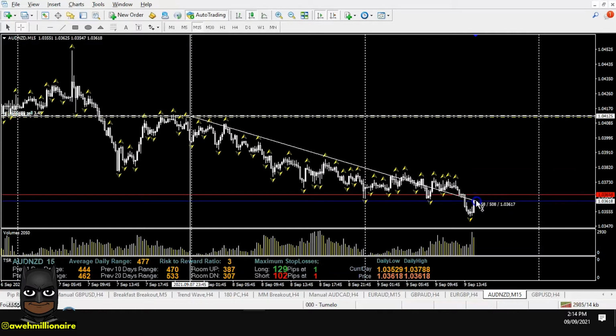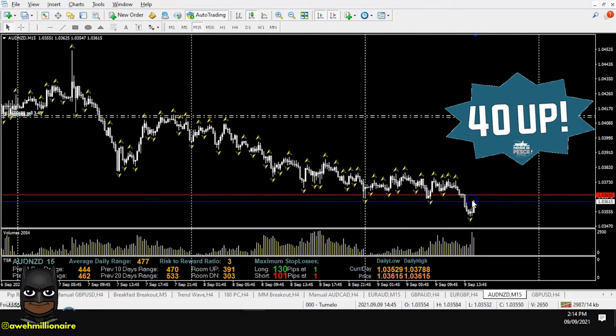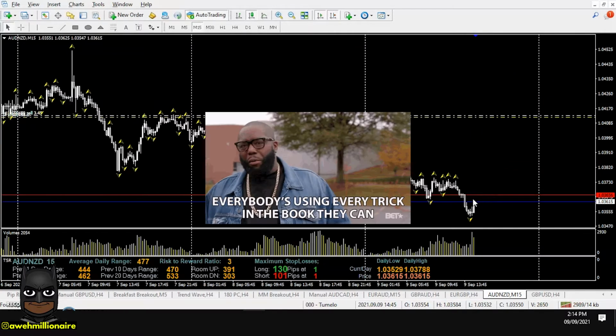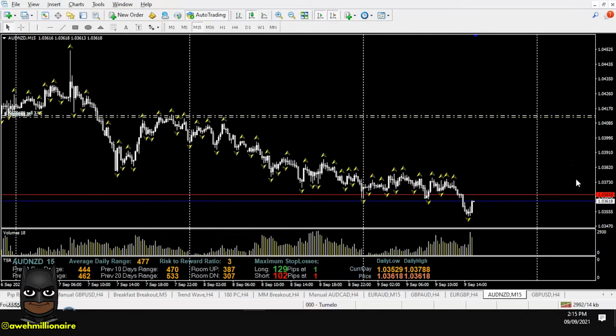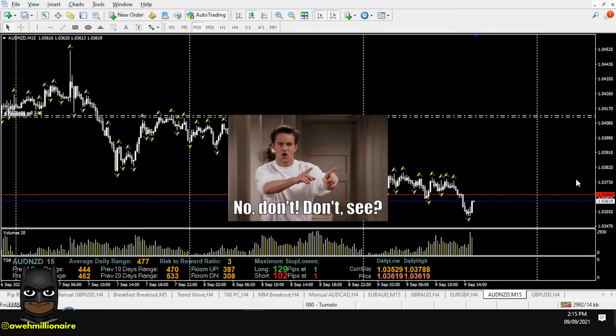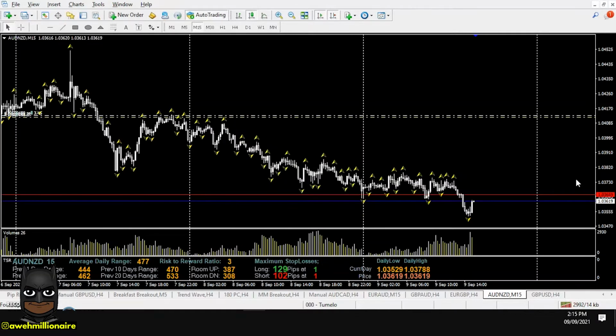The trade is already up 40 plus pips on this move, and this is a textbook supply and demand smart trader setup, the type of setup that the banks don't want you to see, because this is the setup that makes you the easy pips in the forex market.